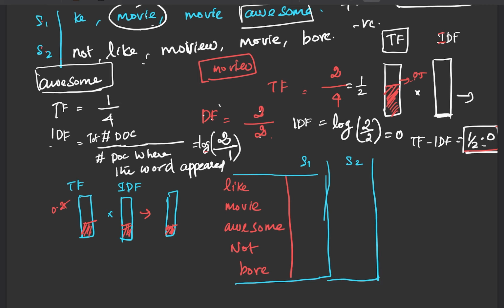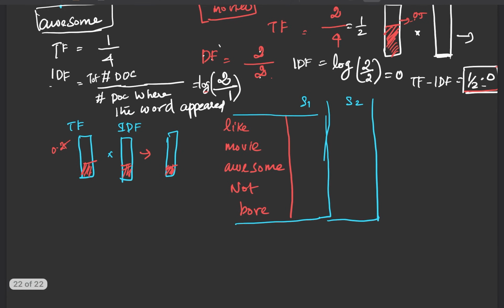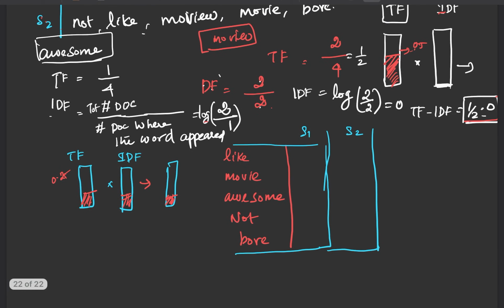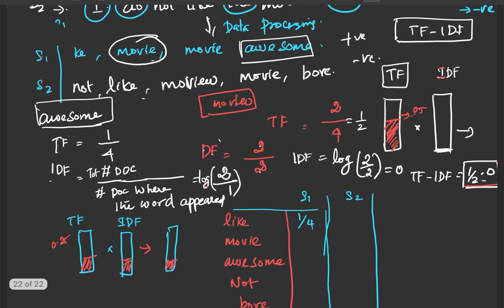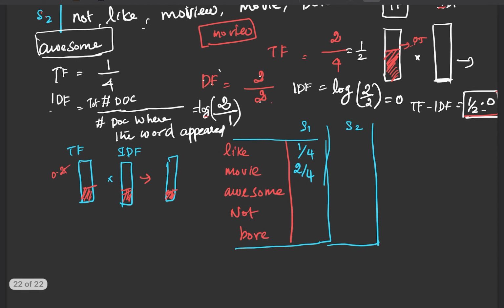And we calculate the frequency, the term frequency. Like appeared 1 out of 4 times, where 4 is the number of words in the sentence. And movie appeared 2 times, so 2 out of 4. Awesome appeared 1 time. Not has not appeared, and bore has not appeared. And then we will do the same thing for the second sentence.